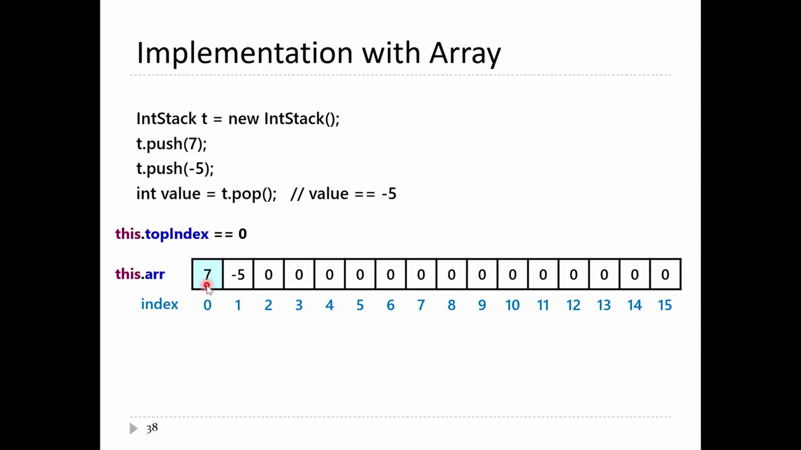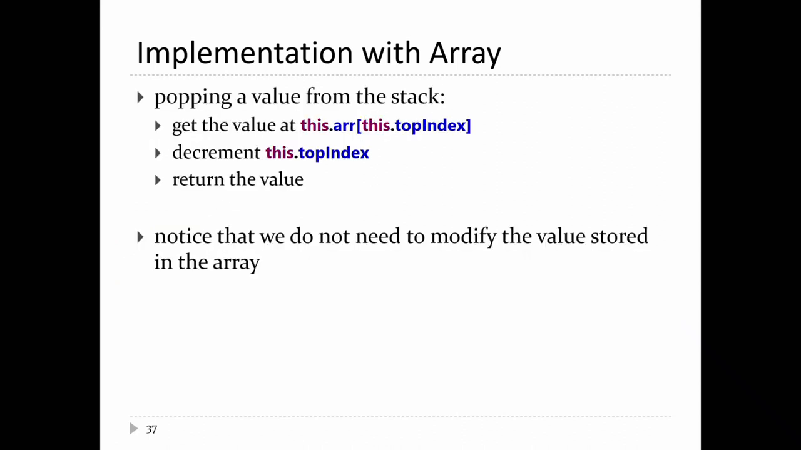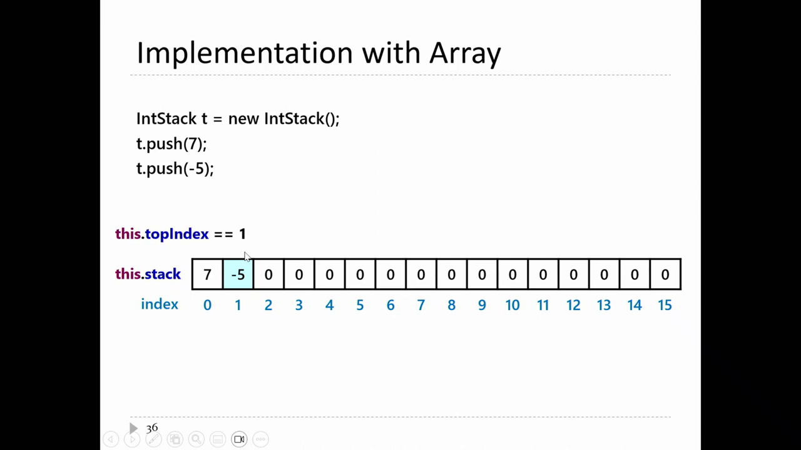So push the 7, push the -5, so we have 7 and -5. To pop the -5, we're going to remember we have the value -5 and return that, and then decrease the top index by 1. So top index goes down to 0. If you pop again, we're going to remember to return the 7, and the top index will become -1. So whenever you push, top index goes up by 1. Whenever you pop, top index comes down by 1.